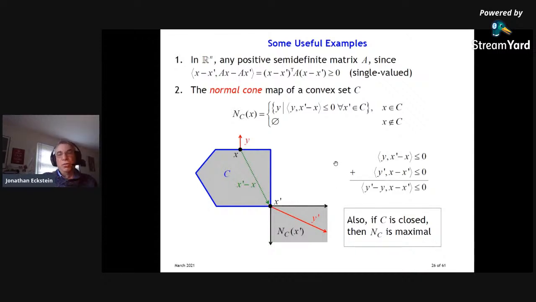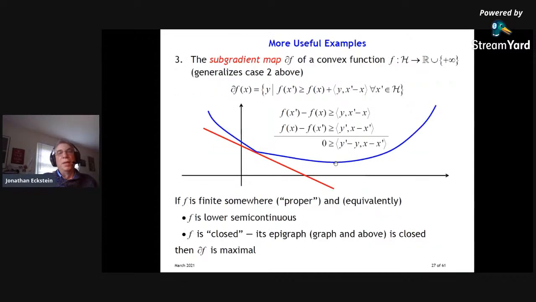Okay, I have to go through this somewhat quickly, I'm afraid. The subgradient map of a convex function is one of these. So I take a point like this point and look at the slopes of all affine underestimators of this function at this point. Okay, and those turn out to be one of these monotone operators.